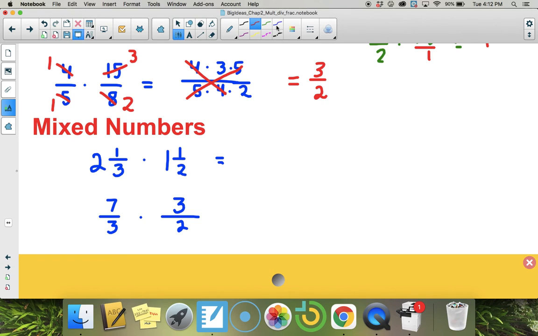And again, if you look, you'll see on the diagonal there's a 3 on the bottom and a 3 on the top. So let's just cross those out and change them to 1s. And then if we multiply across, we get 7/2. Or 3 1/2 if you want to simplify that.